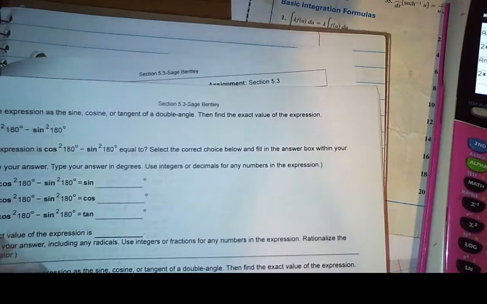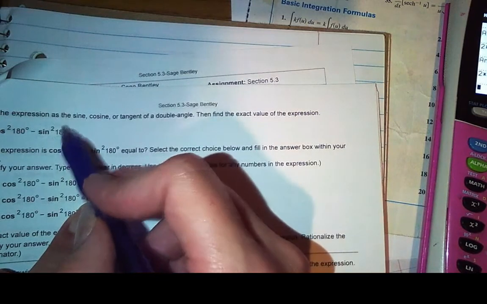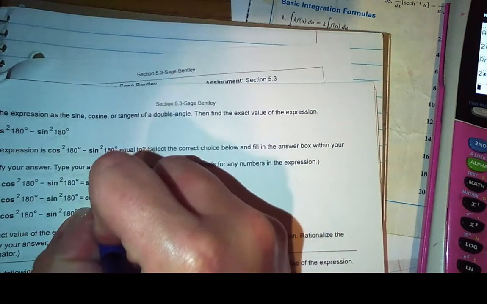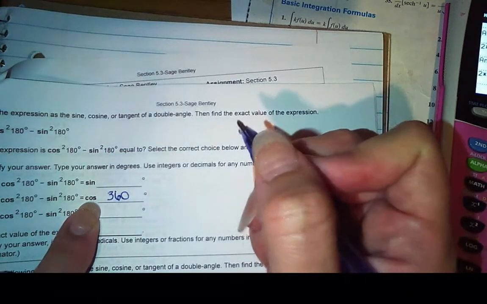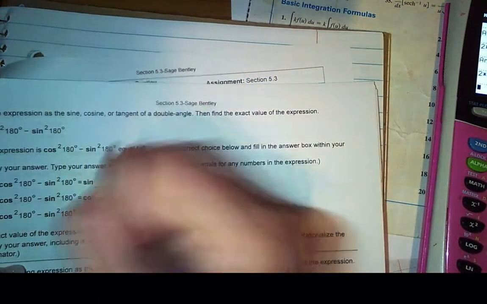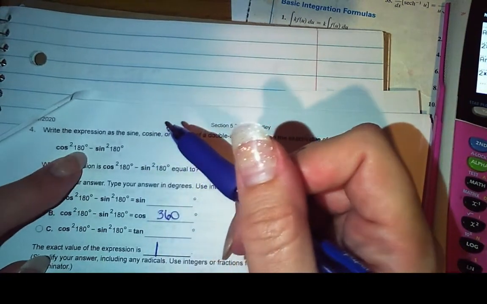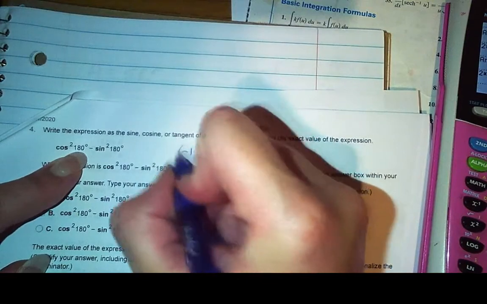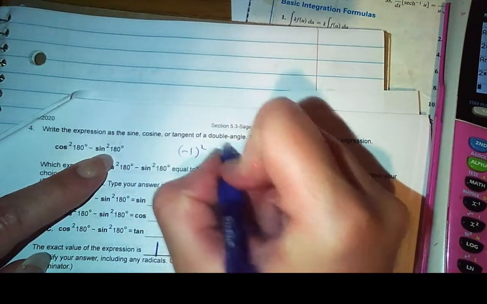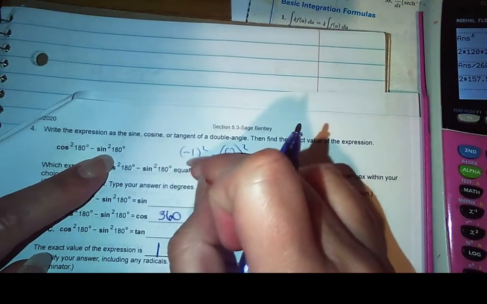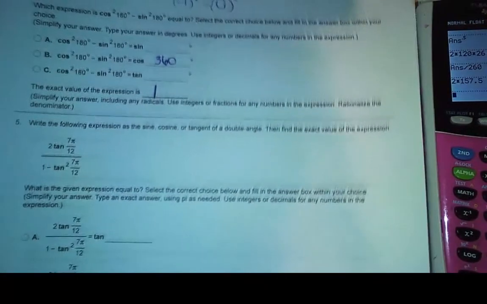So this is going to turn into a cosine of double 180, which is 360. So the cosine of 360, which is the same thing as a cosine of 0, is 1. Now technically you wouldn't even have had to do it on this one because the cosine of 180 is negative 1. So that would have been negative 1 squared, minus the sine of 180, which is 0 squared. So negative 1 times negative 1 is 1. Okay.